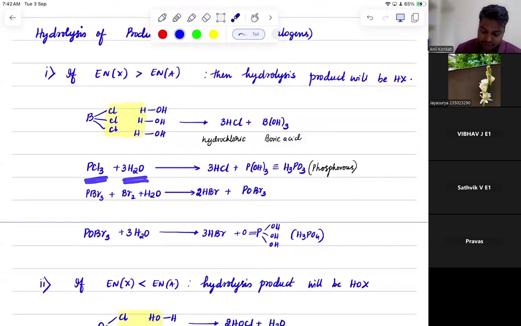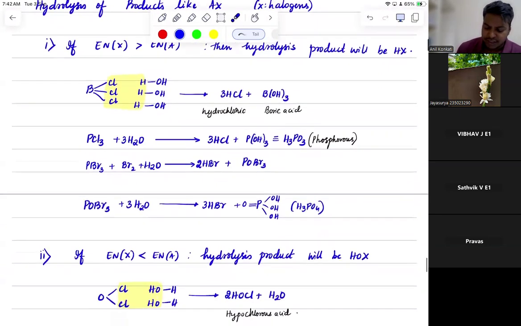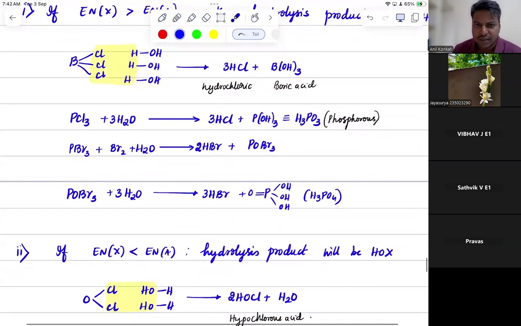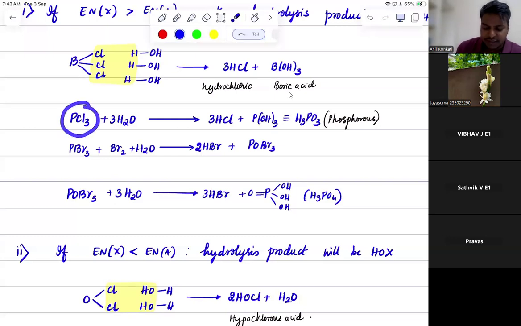PCl3, if you react with 3 moles of water, will become 3 moles of HCl and H3PO3. The other day when this question came in the exam, a lot of you made this mistake. In GTA, PCl5 was given, so please make sure the hydrolysis is done properly. PCl3 plus 3 moles of H2O will give 3 moles of HCl and P(OH)3, which can be written as H3PO3. So we will have 3 moles of HCl as an acid and 1 mole of H3PO3 as an acid.